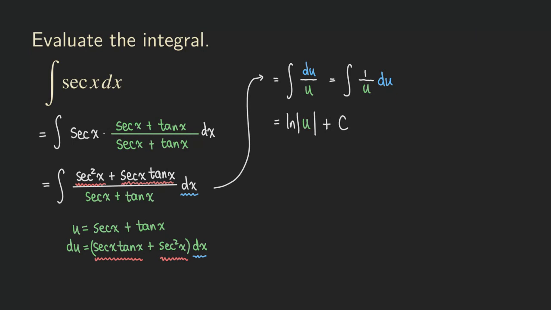And then right now, all we need to do is replace the u by this expression, right? We switch back to our original variable x. And so we are going to be getting ln of the absolute value of secant x plus tangent x, and then plus the constant of integration. So this is the antiderivative of the function secant x. Okay, so the way to do it is to multiply the numerator and the denominator by secant x plus tangent x, and then after that we are going to do a u sub, and then we will get the answer.